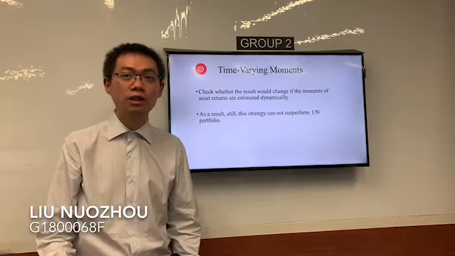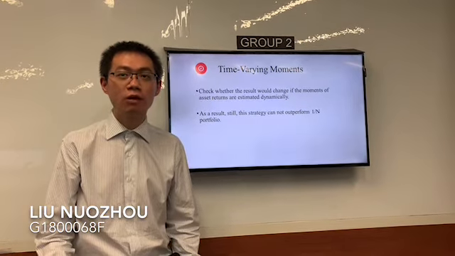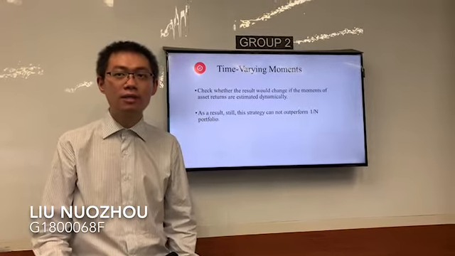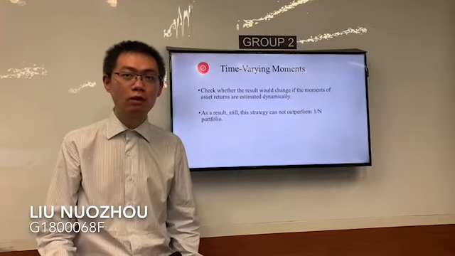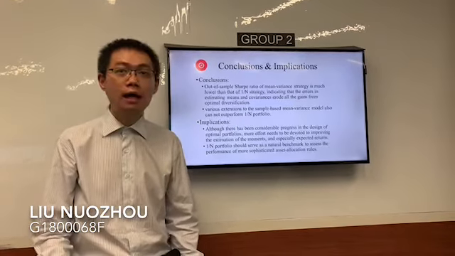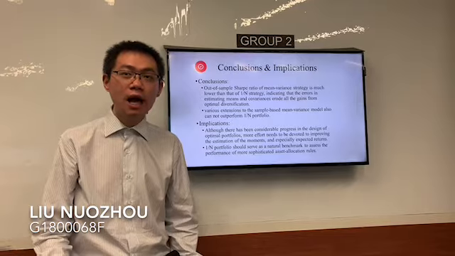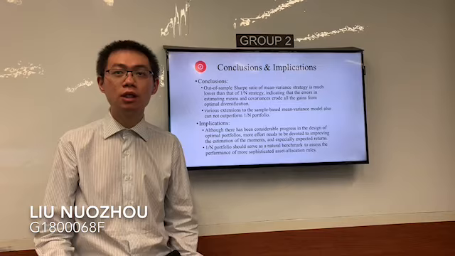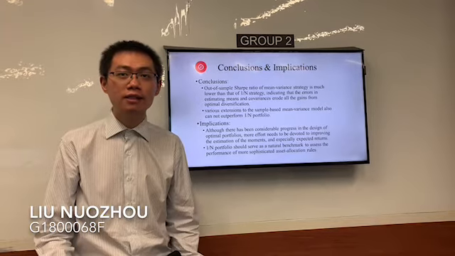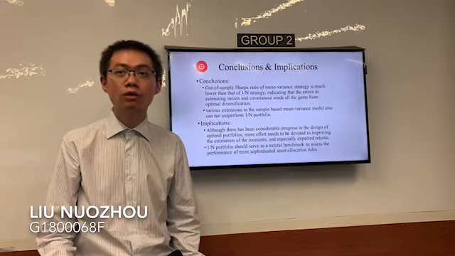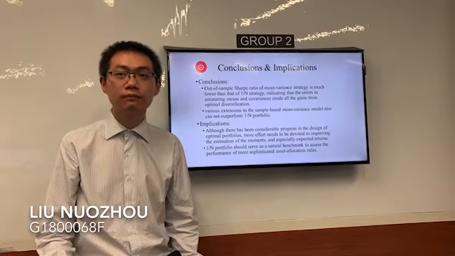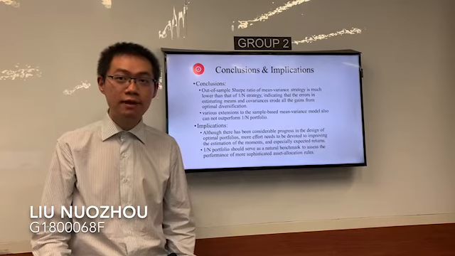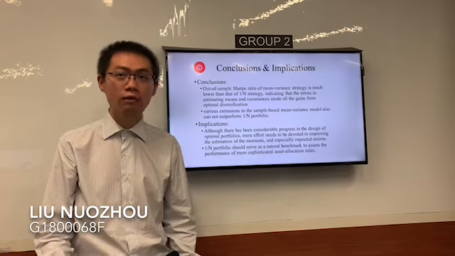And last, the authors checked how these mean variance portfolios perform if the moments are estimated dynamically rather than statically. As a result, these mean variance portfolios still could not outperform the 1/n portfolio. After all those analyses, we found that the out-of-sample Sharpe ratio of the mean variance strategy is much lower than that of the 1/n strategy, which indicates that the errors in estimating the mean and the covariances erode the gains from optimal diversification. We also find that various extensions to the sample-based mean variance model cannot outperform the 1/n portfolio.